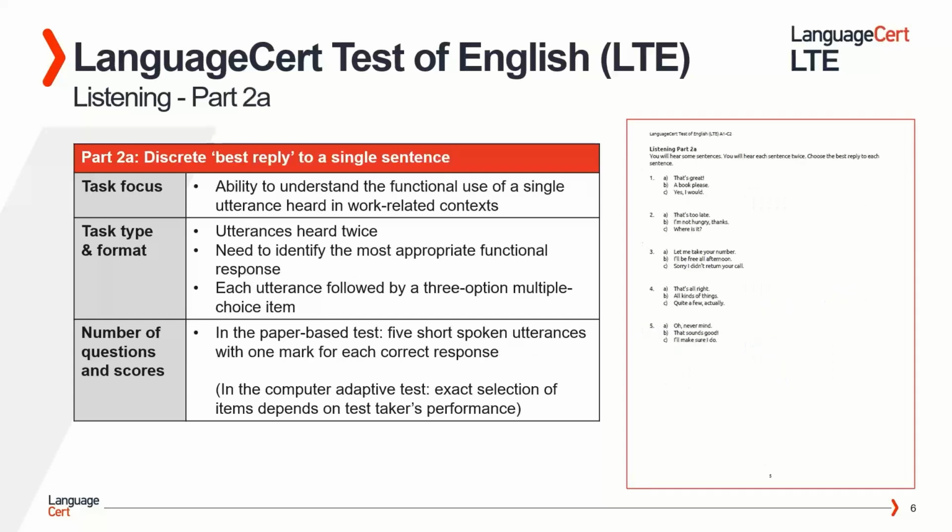This sample is from Part 2A, which aims to assess ability to understand the functional use of a single utterance heard in work-related contexts. The utterances are heard twice, and test takers are asked to identify the most appropriate functional response. Each utterance is followed by a 3-option multiple-choice item. As regards the paper-based test, there are 5 short utterances with 1 mark for each correct response.